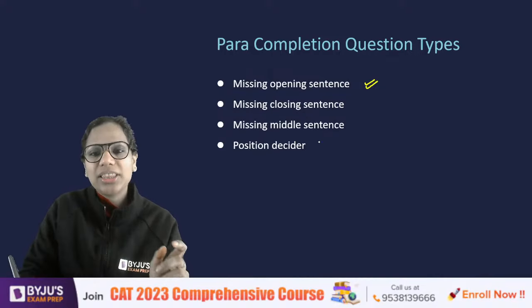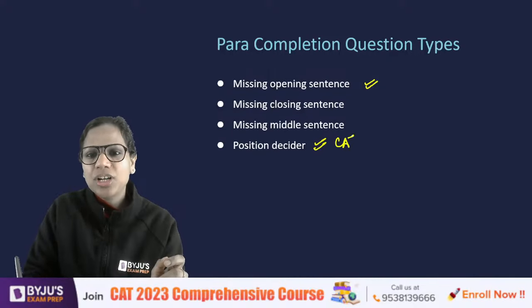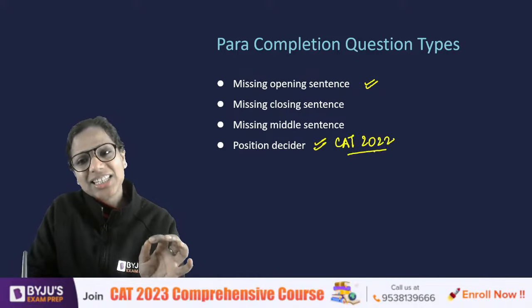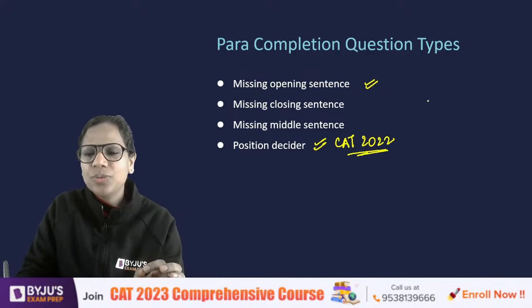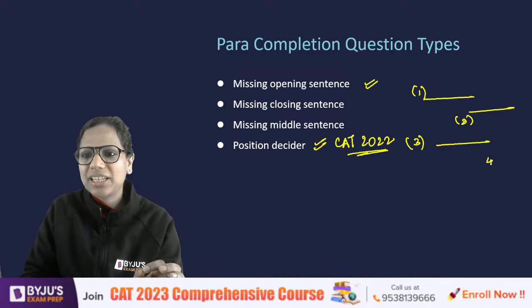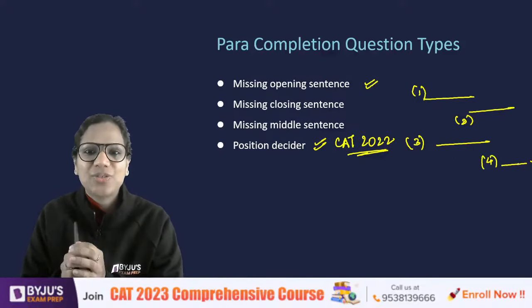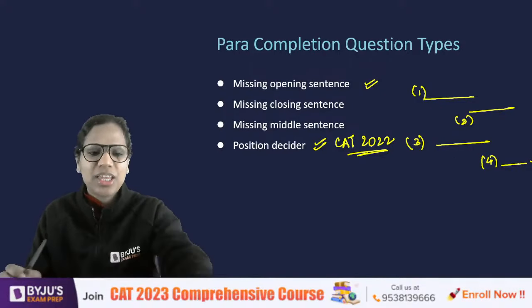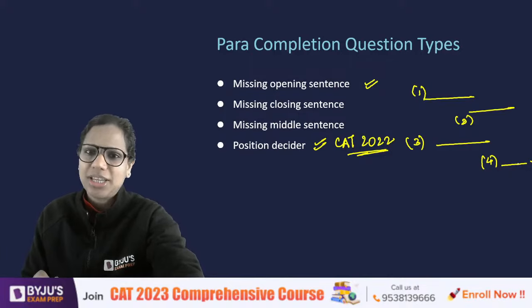And the one that came in CAT 2022, wherein the sentence is already given to you, you have to decide at what place in the paragraph does it fit. So some blanks in the paragraph will be given to you. You have to decide where in the paragraph exactly that sentence fits. These are your question types.